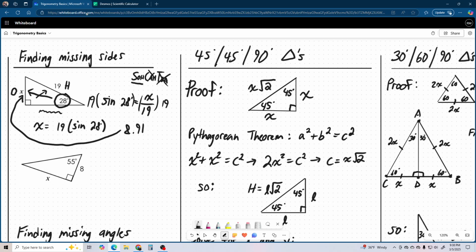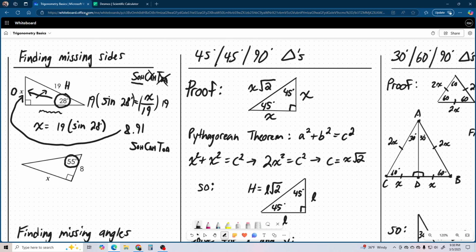In this case, we have to identify which trigonometric ratio we're using first, right? So we have SOHCAHTOA, and I would get in the habit of doing this until you don't need it anymore. Just kind of write this out. Let's start off by figuring out which angle we are referencing. In this case, we're referencing this 55-degree angle, right?